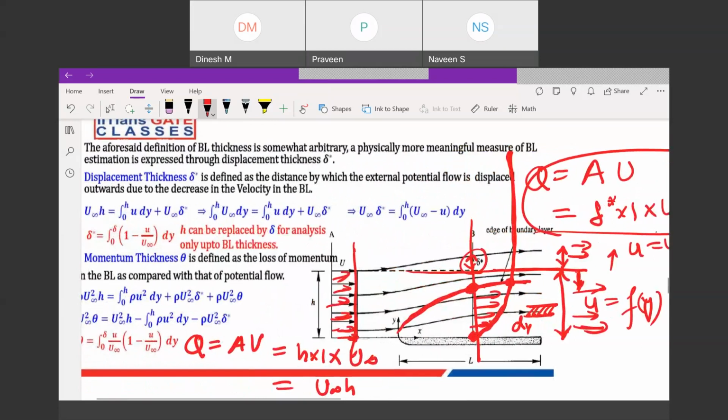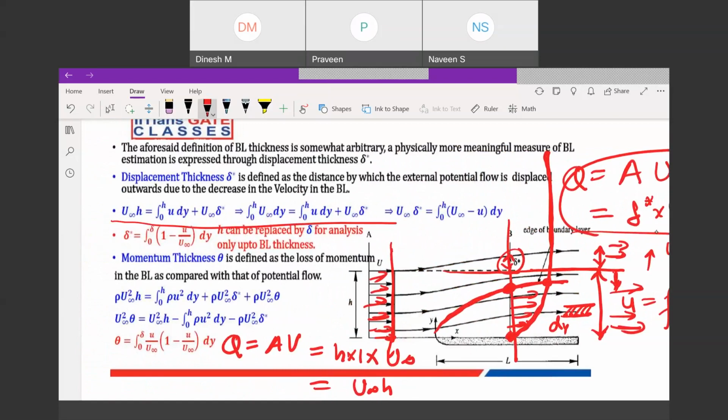If we equate these two and rearrange, you see, simply this is equal to this plus this, as I have written. Then I have taken this to the left-hand side. I can write the integral from 0 to h of u infinity dy. If I integrate this one, what will I get? U infinity, and the integration of dy is y.